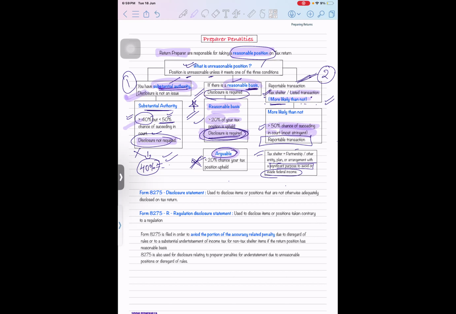If you are not fulfilling the substantial authority, you are not having a reasonable basis, and also you are not having a more than 50% chance of this tax position being correct, then you will be called as having an unreasonable position. As soon as you see that you are having an unreasonable position, you will need to pay the penalties. And the disclosure statement, wherever it is there, should be filed on Form 8275. And the regulation disclosure statement is 8275R. This is used to disclose items or positions taken contrary to the regulations.